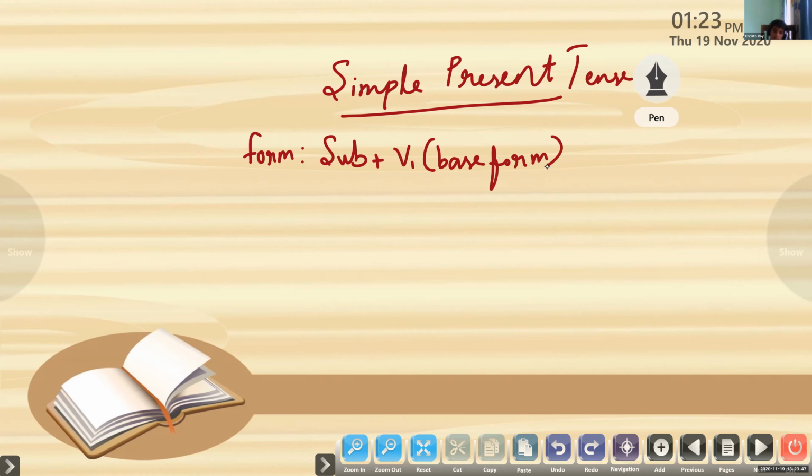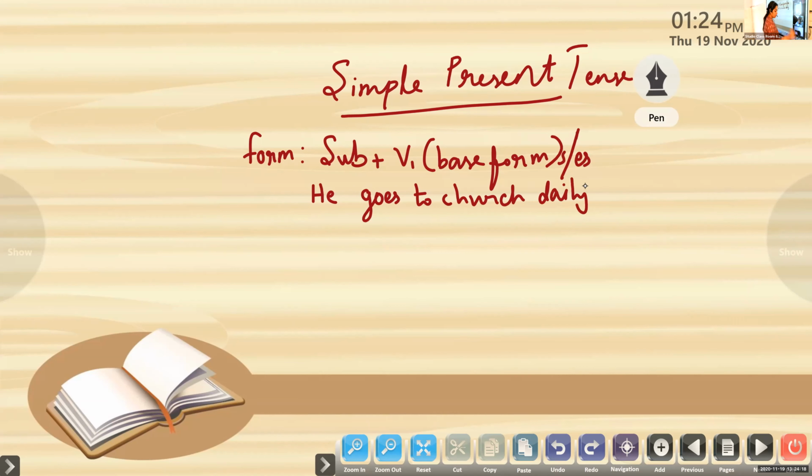Then sometimes S or ES. We have to add S or ES with that. I'll give you one example. I'll give you the subject he. Then V1 form of a verb, that is go. But we have to add ES here. He goes to church or temple or whatever daily. We need to write in the notebook. Okay, he goes to church daily.